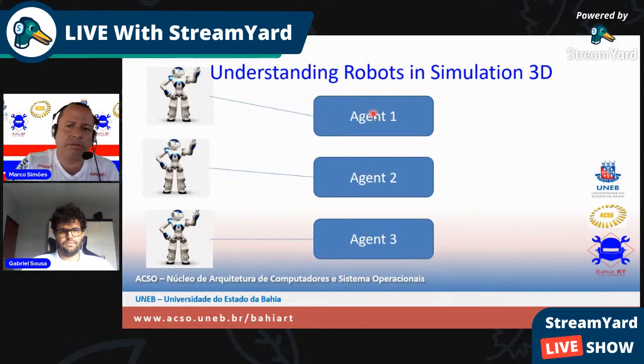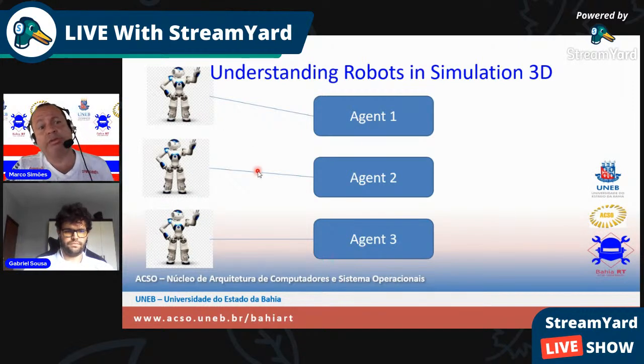First of all, let's understand how robots are presented in the Simulation 3D environment. The Simulation 3D uses humanoid robots based on a real robot that is available in the industry, the NAO robot, developed by SoftBank Robotics. This is a real robot, but you have a simulated version of it in our environment. For the teams, each robot is represented by an agent. So we are really talking about a multi-agent system where I have one agent for each robot. So you don't work with the robots itself, but with agents that represent the robots.